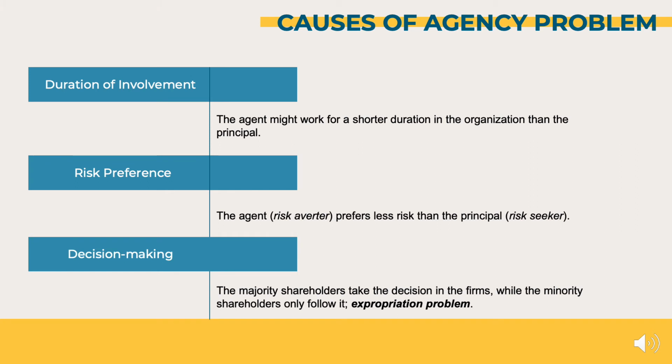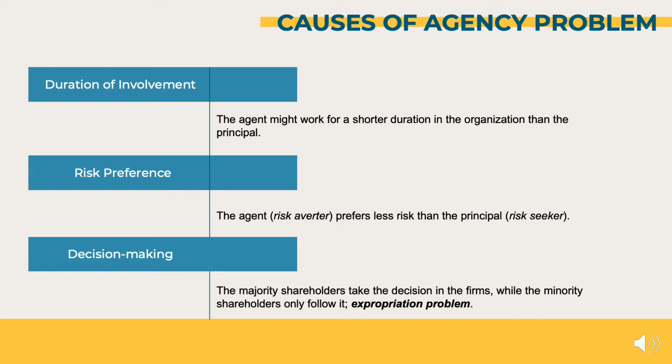As we continue on to the causes of agency problems, each one of the three causes presented in the slides is related to a particular type of agency problem, whether it is the principal agent problem, the principal problem, or the principal creditor problem. The first one is the duration of involvement, which causes the principal agent problem. See, the agent might work for a shorter duration in the organization than the principal.